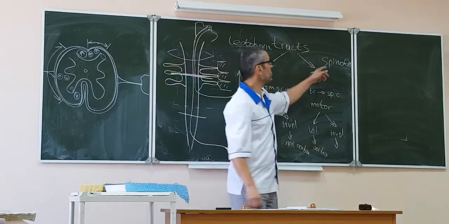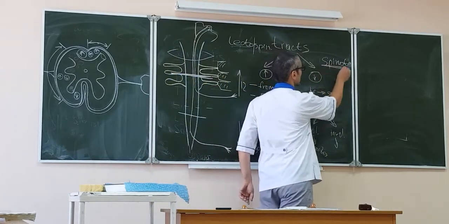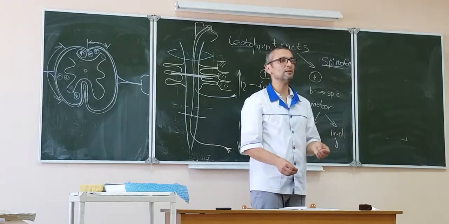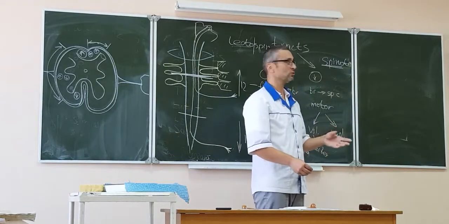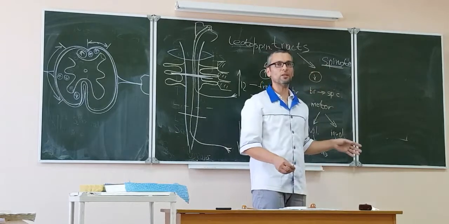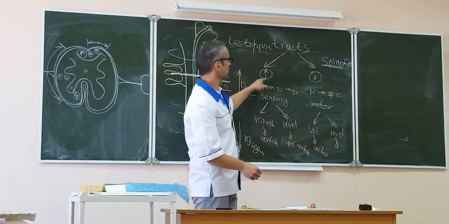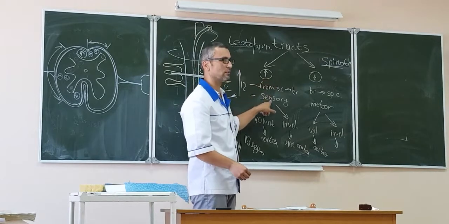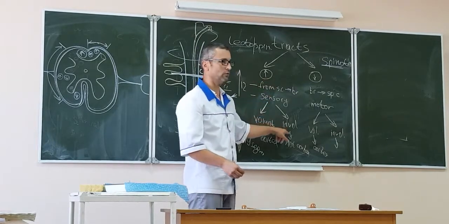Start from the name. If spino is in the first place: spinothalamicus, spinotectalis, spinocerebellaris. Spino is in the first place, so in 100% this tract is ascending. If ascending, it conducts sensitivity. Which sensitivity? Voluntary or involuntary?